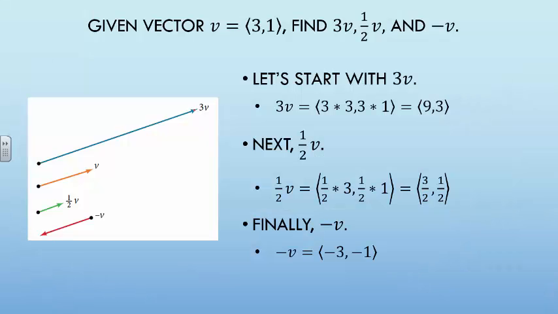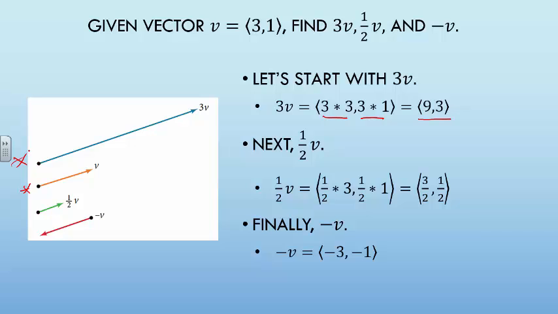Let's do an example. Given a vector v equals 3, 1, let's find 3v. So we have 3v equals 3 times the x value and 3 times the y value, resulting in the vector 3v equal to 9, 3. So let's look at the picture. Here's our original v right here. We've multiplied it by a scalar of 3, and we can see that that resulting vector is 3 times as long as our original.